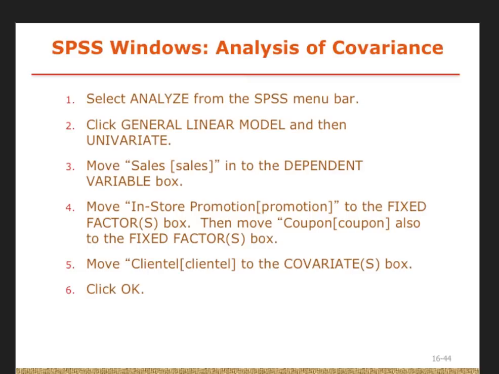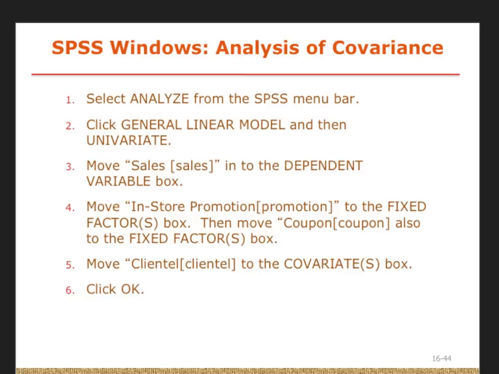Next, I will conduct a demonstration using SPSS to carry out an analysis of covariance. Here we have the steps required to conduct an analysis of covariance with SPSS. You select Analyze from the SPSS menu bar, click General Linear Model and then Univariate. Then we move our dependent variable sales into the dependent variable box.